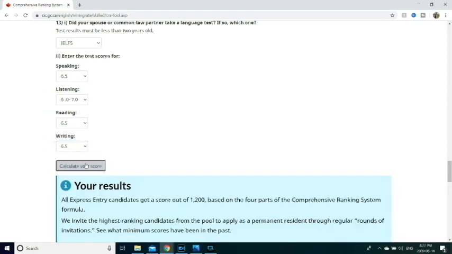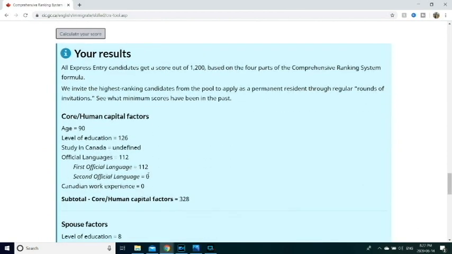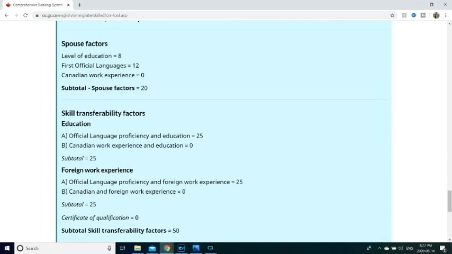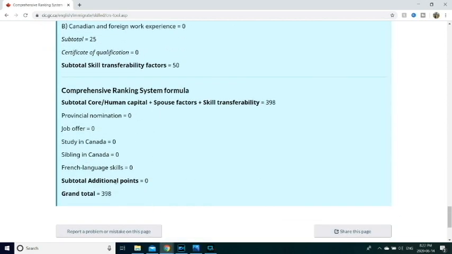Now calculate the score. See, for age you got 90, and 328 from the human capital factor. Your spouse ended up giving you 20 points. Then the total for education and experience is 398. With this scenario which we ran, the points are not enough for the Express Entry under Skilled Federal Worker.